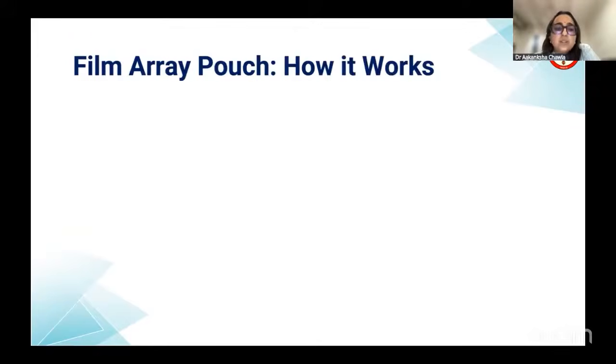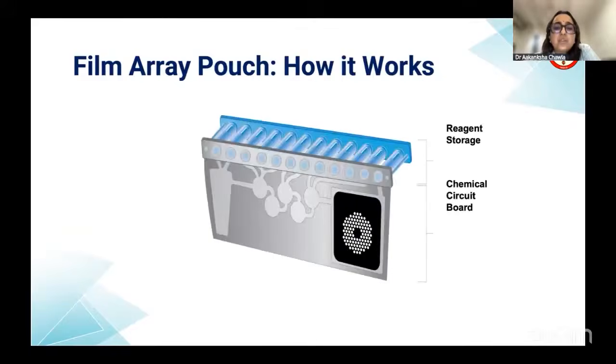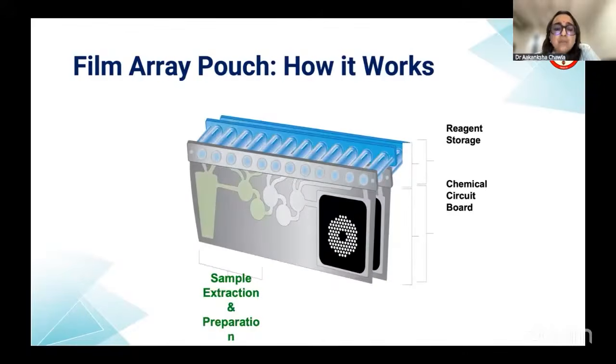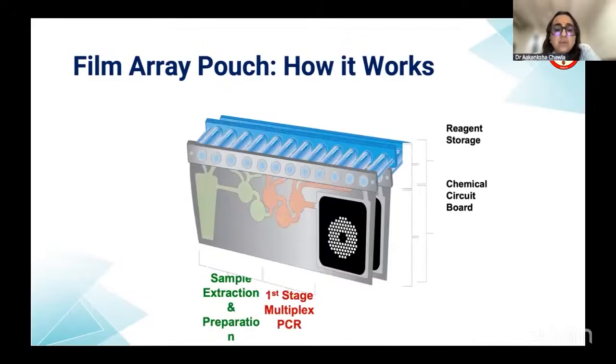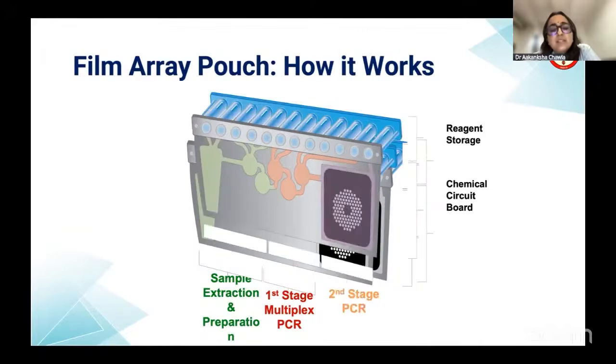Now, how does it work? There is a FilmArray pouch. This is all automated. The sample is put into this pouch, and this is a fully automated system; the machine does the job. So basically, it is extracted, amplified, and then with first stage multiplex PCR and second stage PCR, it gives you the result.